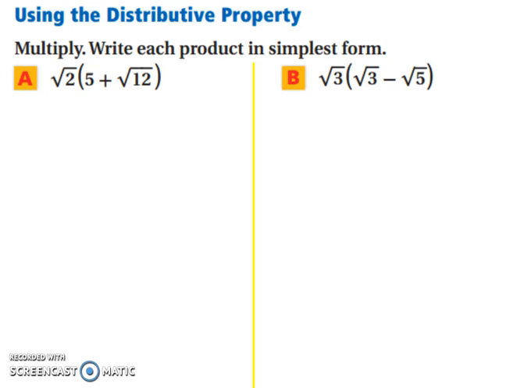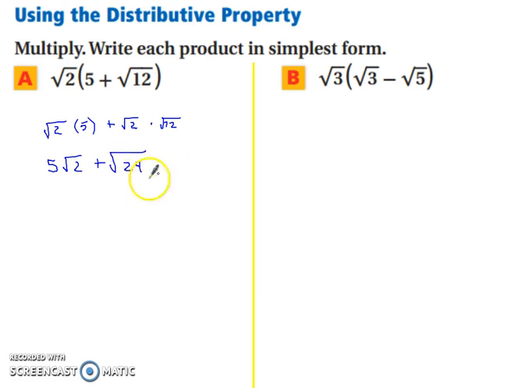Now let's look at using the distributive property. So we're going to distribute this square root of 2 to each value inside. So we're going to distribute it to the 5 and the square root of 12. So we have the square root of 2 times 5 plus the square root of 2 times the square root of 12. Well, the square root of 2 times 5 is 5 square roots of 2. And then we have 2 times 12, which is 24. So we have plus the square root of 24.